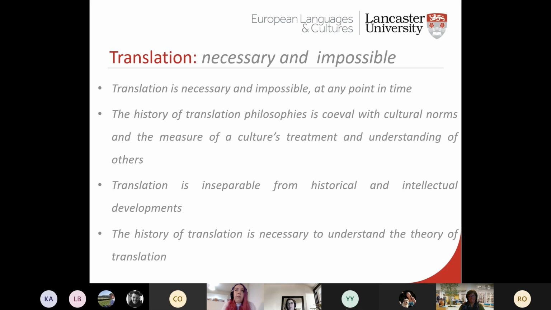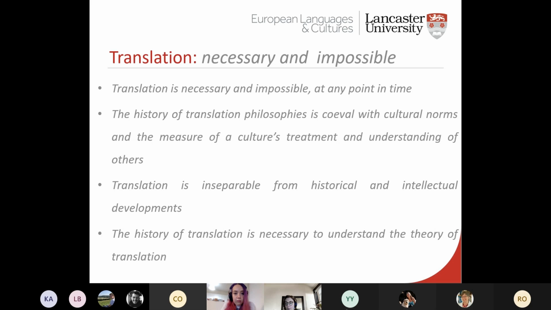I'll show you a small timeline with important translators and translations very shortly. But we'll see that translation is both necessary and impossible at any point in time. It's very often considered as being both necessary and impossible. And many translators have tried. Translation theory essentially arose from translators trying to justify their methods. So the history of translation philosophies is coeval with cultural norms and the measure of a culture's treatment and understanding of others, as we shall see.